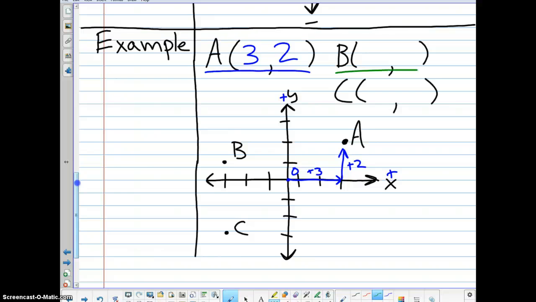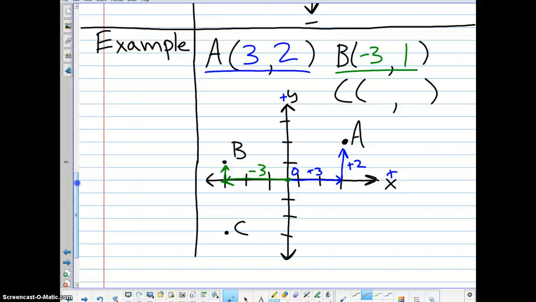Okay, I'll do B in green. Okay, if we start at the origin, we have to count 1, 2, 3 to the left. Okay, so that's going to be a negative 3 for B, and we count only 1 space up, so that would be a positive 1 in the Y coordinate. So the ordered pair for point B would be negative 3, 1.